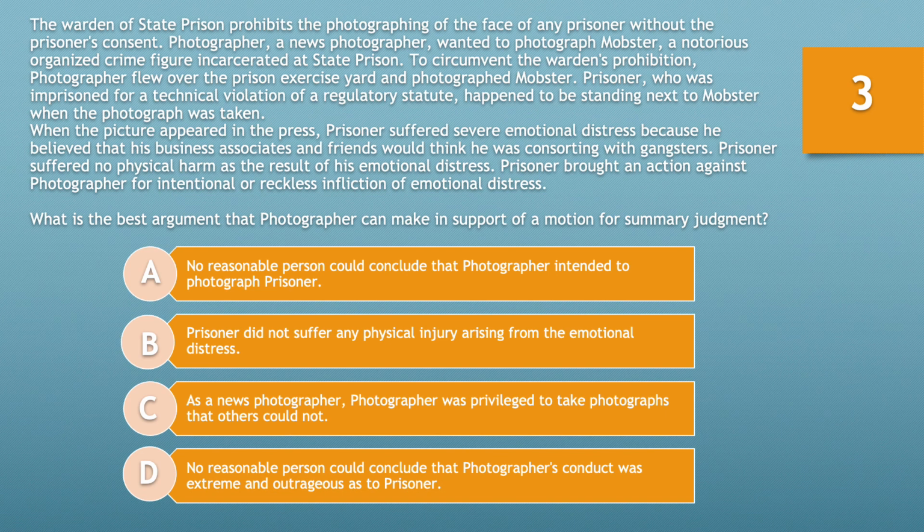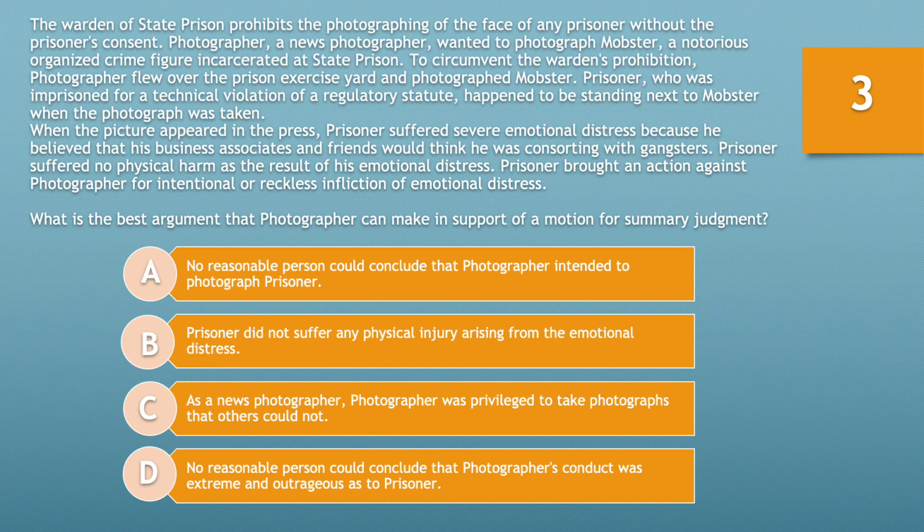Prisoner suffered no physical harm as a result of his emotional distress. Prisoner brought an action against photographer for intentional or reckless infliction of emotional distress. What is the best argument that photographer can make in support of a motion for summary judgment? Here are your four options.